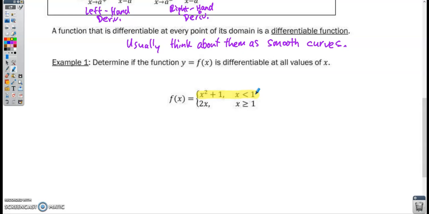Okay? Does the derivative, or the slope of the curve, approach the same value from the left and the right for all the points on this curve? And it does. So I know that this is differentiable for x less than 1 because for all x less than 1, left and right-hand derivatives are the same.